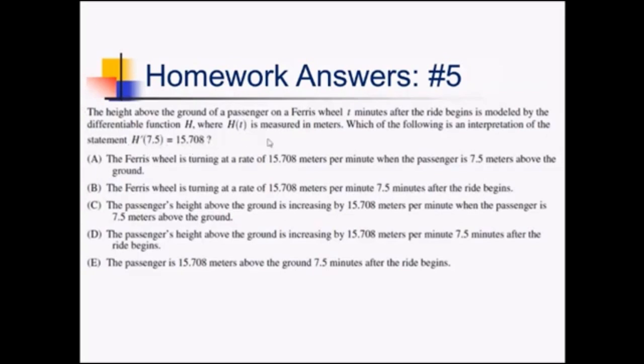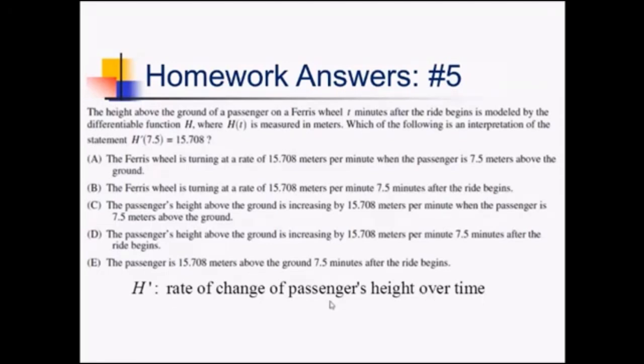So the key here is realizing that h prime is telling us the rate of change of the height of the Ferris wheel, and that's going to be in meters per second as a function of time. So we're plugging in time and we're getting out meters per second. So that's what h prime is doing, rate of change of passenger's height over time. Let's look at the answer choices and see which one has an input of time and an output of change in height.